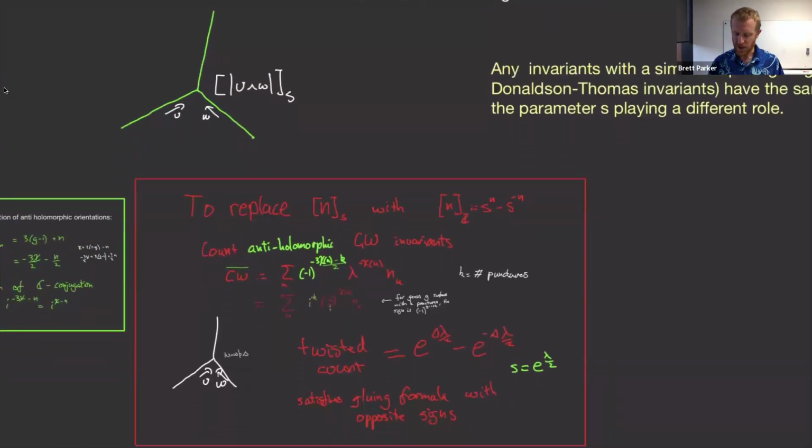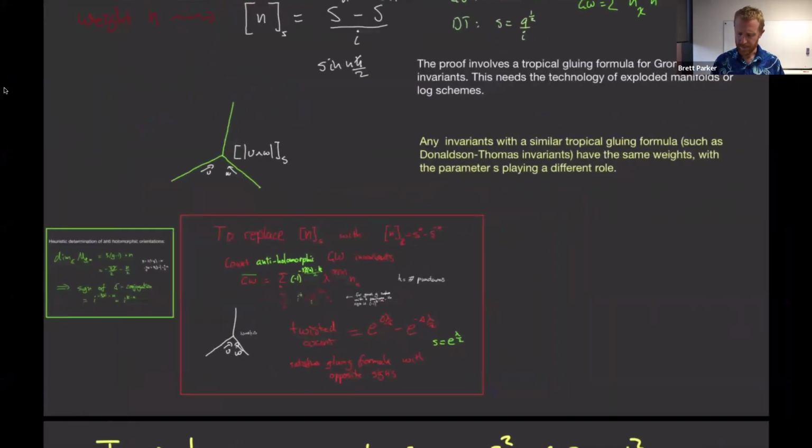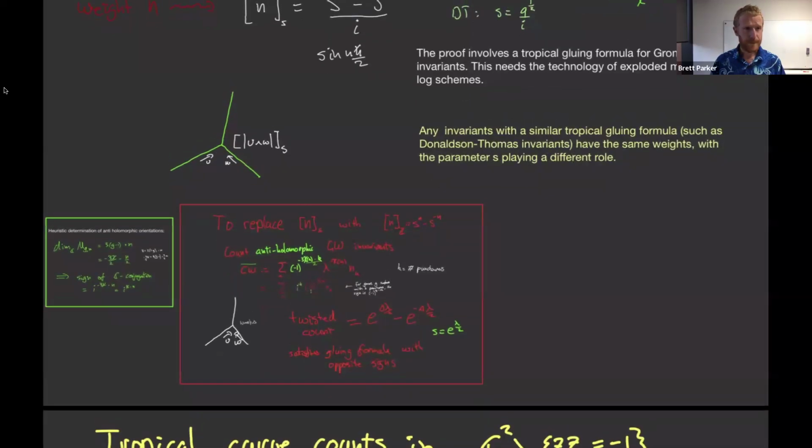And that allows you to have weights which are s to the n minus s to the minus n, without any i in there. Okay, so that'll be relevant later because tentatively, I think maybe we need to count anti-holomorphic curves instead of holomorphic curves.